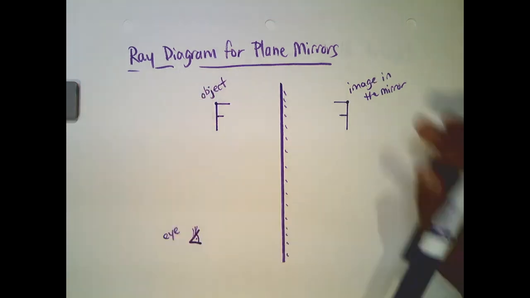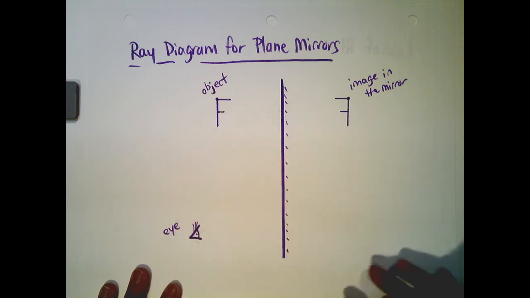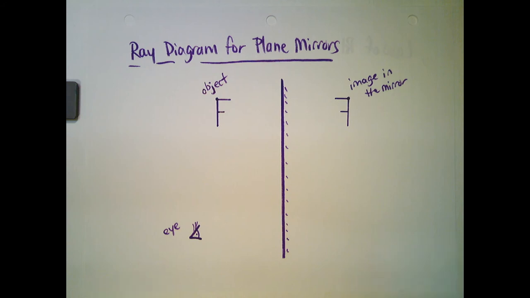Okay, you have your object and the image. So let's see if this obeys the law of reflection, or basically we're going to draw the ray diagram so you can see it actually does obey the law of reflection. Okay, so essentially this is how it works.